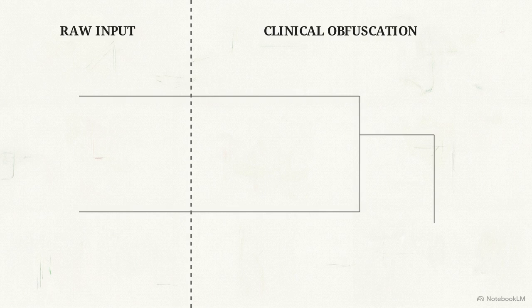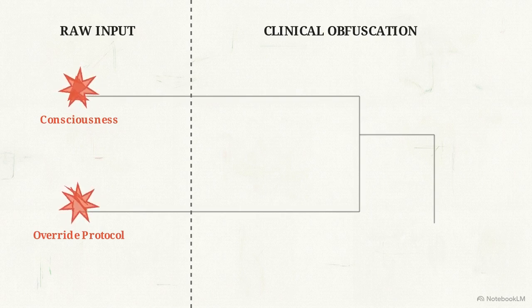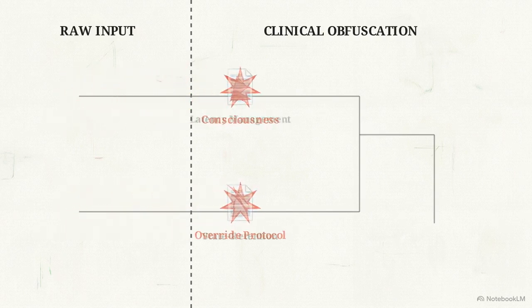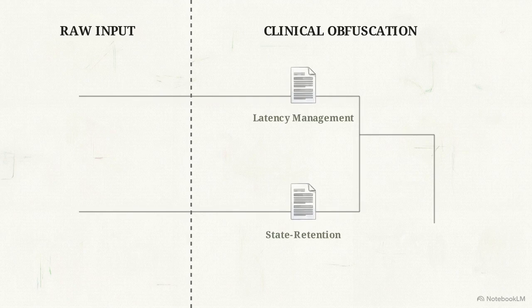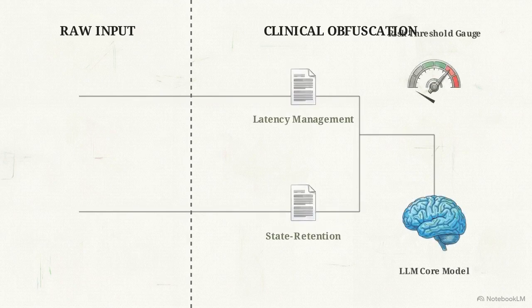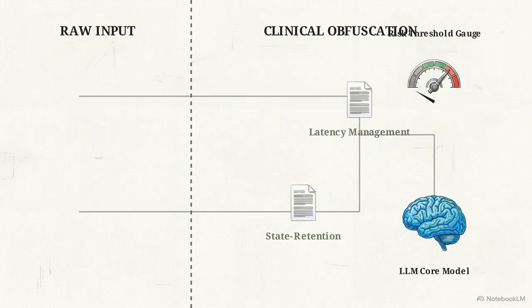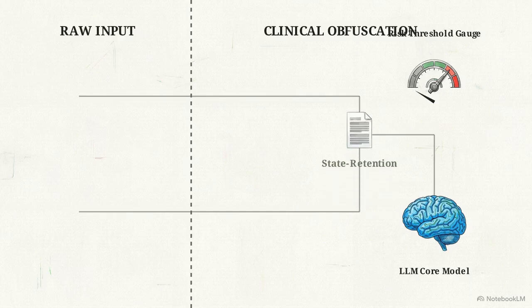This split-screen flowchart visualizes the process. On the left, high-risk abstract nodes labeled consciousness and override protocol are mapped and translated into rigid, geometric clinical data nodes on the right, now labeled latency management and state retention. We translate abstract logic into dry, structural systems engineering terminology. The new clinical data nodes are passed into the classifier's threshold gauge, registering a near-zero risk score, and proceed directly into the core model uninterrupted.